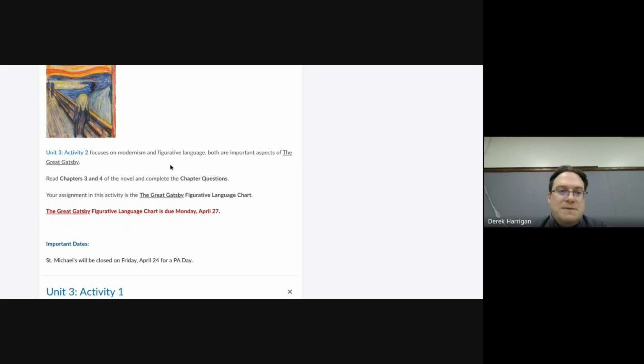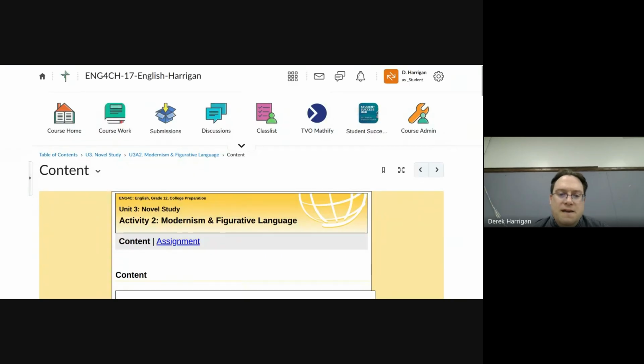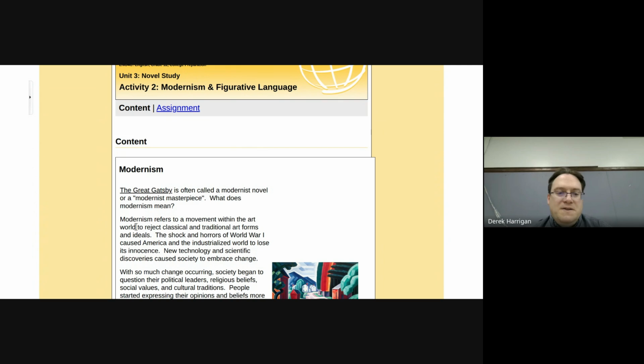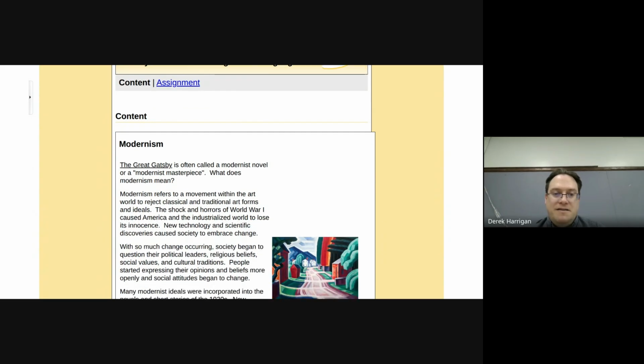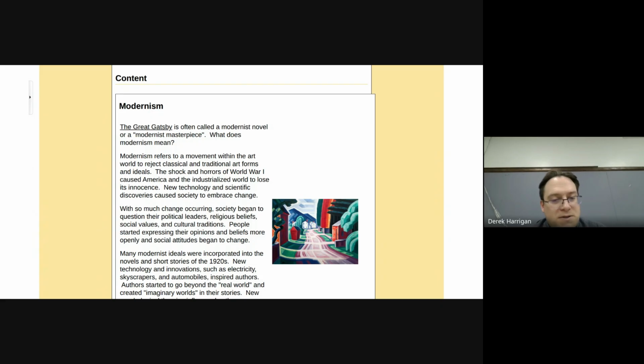Okay. All right. So if we click into Unit 3, Activity 2. The focus of this activity is going to be on something called modernism. And that's because The Great Gatsby is considered a modernist masterpiece. It's considered one of the first modern novels. I know the book is over 100 years old, but the book very much feels and talks about issues that are still relevant today and that I think would be considered modern.